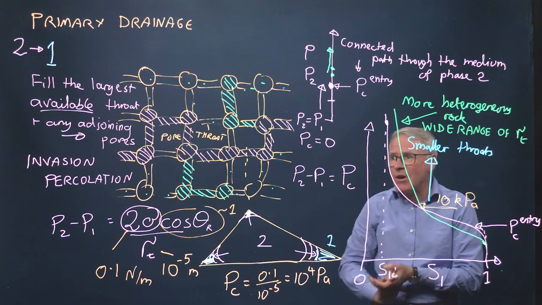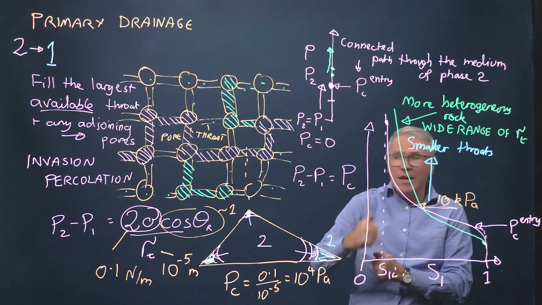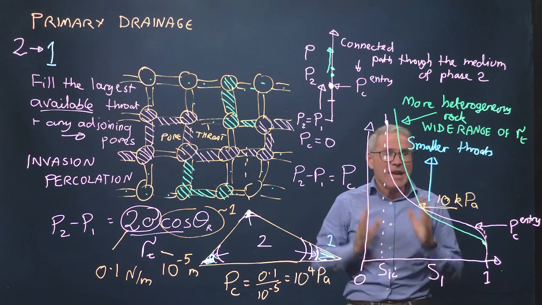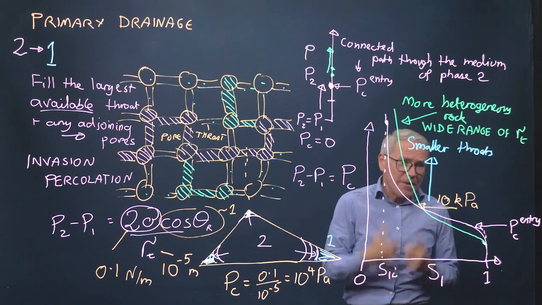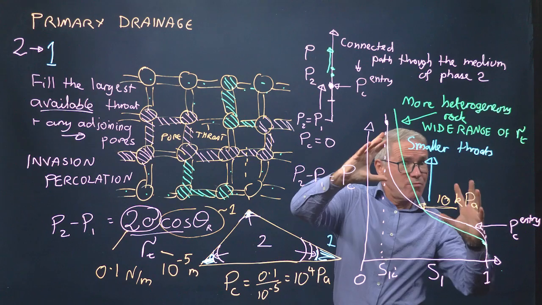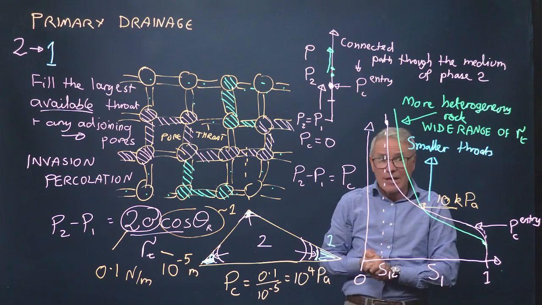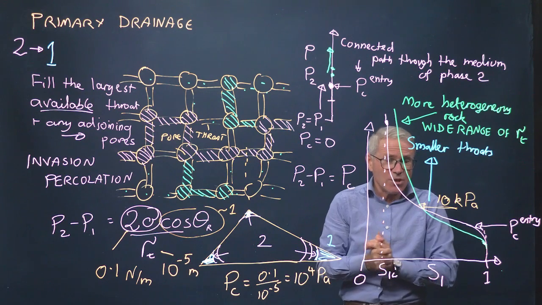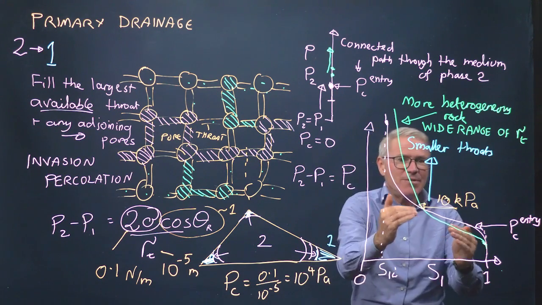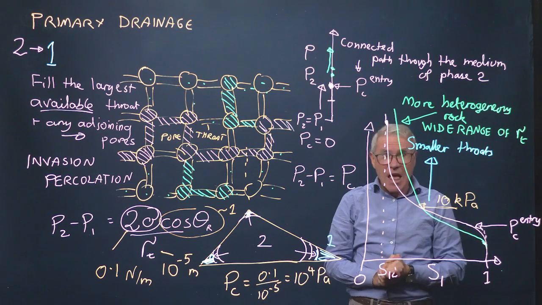The main concepts are the idea of a displacement, one thing pushing out another, the sequence in which it's done for primary drainage. This is simply invading the largest available throat, and then the pores automatically get filled next. This then leads to a capillary pressure function, which we normally write as a function of the saturation of phase 1, the water saturation. And then we get some idea of magnitudes here and what happens if we make things smaller, bigger, more heterogeneous. Thank you very much.